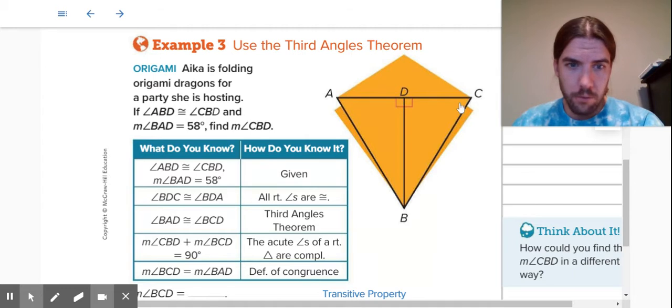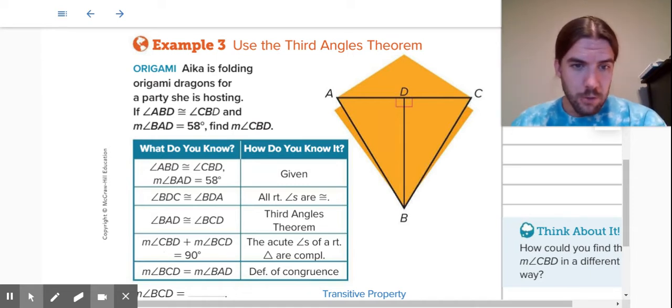How do we know those two are congruent? Well, that's the third angle theorem. We already know these are the same. That's been given, right? They told us that those two are the same. We know that these two are the same, and since two of our three angles have congruent partners, that means our third pair of angles need to be congruent as well. That's our third angles theorem right there.